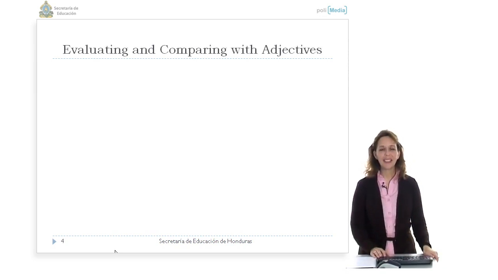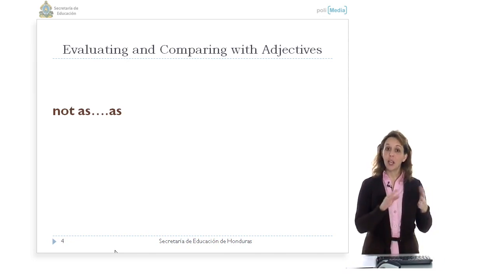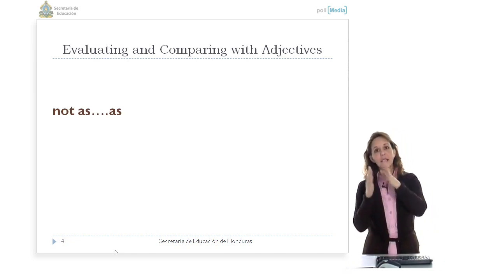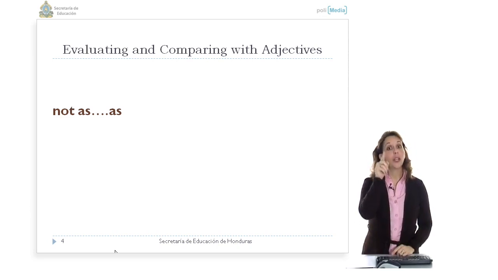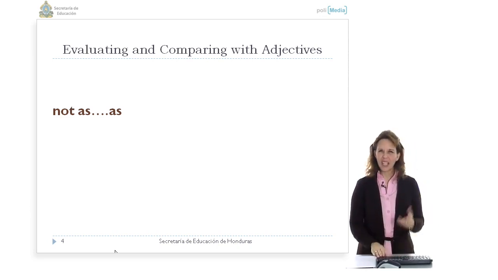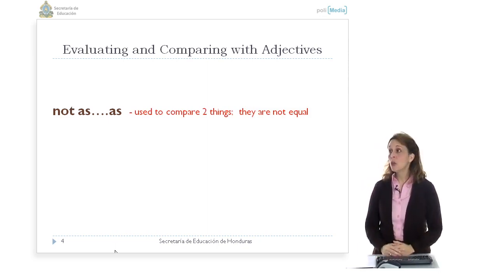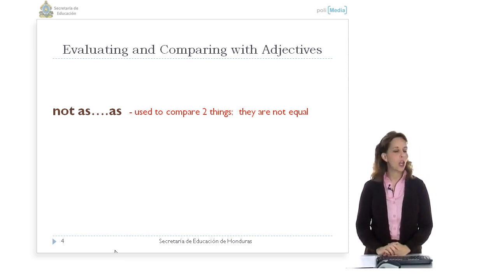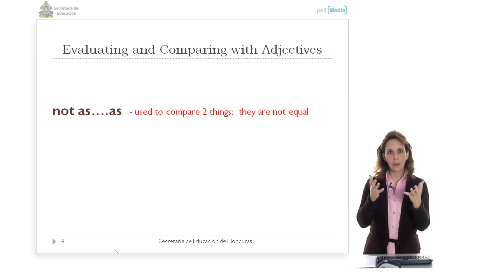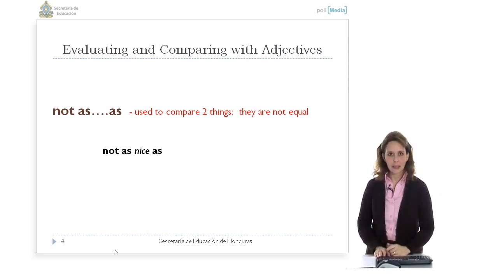Empezamos. Let's begin. Evaluating and comparing with adjectives. Not as... Where you see the dots, you will put an adjective. What does this phrase mean? This phrase is used to compare two things. They are not equal. We're going to compare. For example, not as nice as.